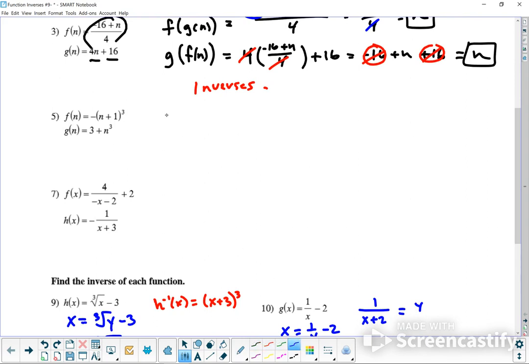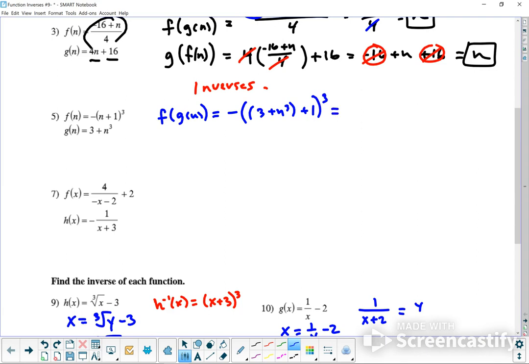Okay, so we're going to start with f. I'm going to put g of n in there. So we're going to go ahead and copy the function f, negative, and then instead of n, I'm going to put in 3 plus n to the third power, and then plus 1 to the third power.